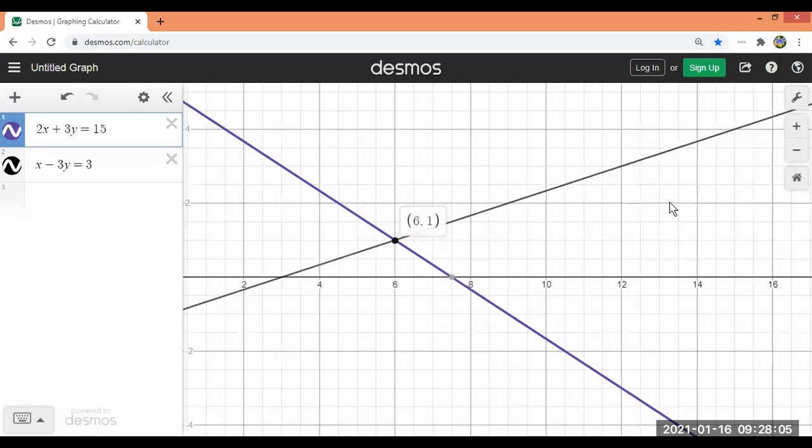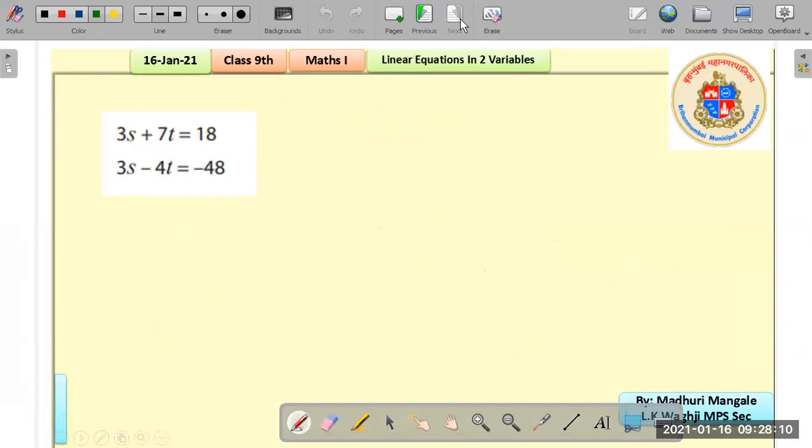Let us look at one more problem. Okay, so this is problem number 3. First step is to number the equations, equation 1, equation 2. And now if we look at the coefficients of t, it is 7 and -4. So the coefficients of t are not the same. If you look at the coefficients of s, 3 and 3, they are the same, right?